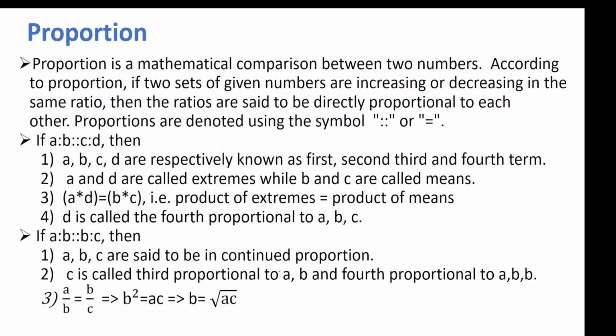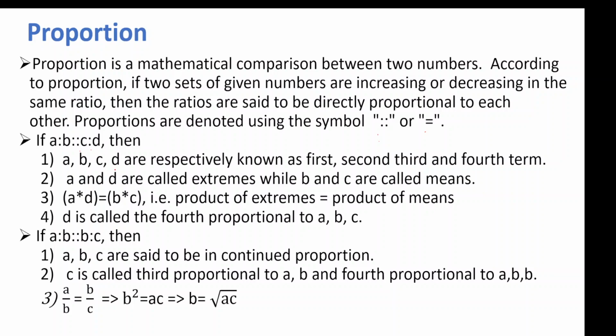Proportion. Proportion is a mathematical comparison between two numbers. According to proportion, if two sets of the given numbers are increasing or decreasing in the same ratio, then the ratios are said to be directly proportional to each other. Proportions are denoted using the symbol of four dots, which is nothing but equal. So A is to B is proportional to C is to D.